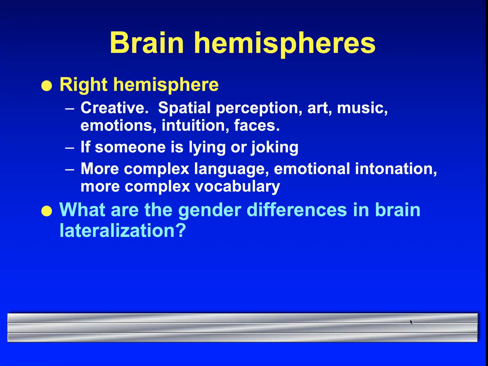It's putting all these elements together as a whole. It's more creative. It's spatial perception and art, music, emotions, intuition, recognizing faces seems to be more right hemisphere. The ability to tell if somebody's lying or sarcastic or joking. The words they are saying can be comprehended in the left hemisphere, but you can see how important it is to tell if somebody is, the words may be saying one thing, but you can tell if they're sarcastic based on their inflections, based on the word order, their expressions, all those things go into it. So that's more right hemisphere.